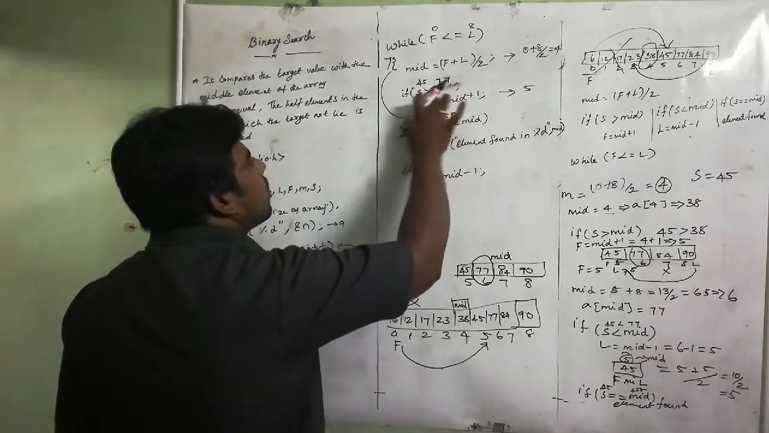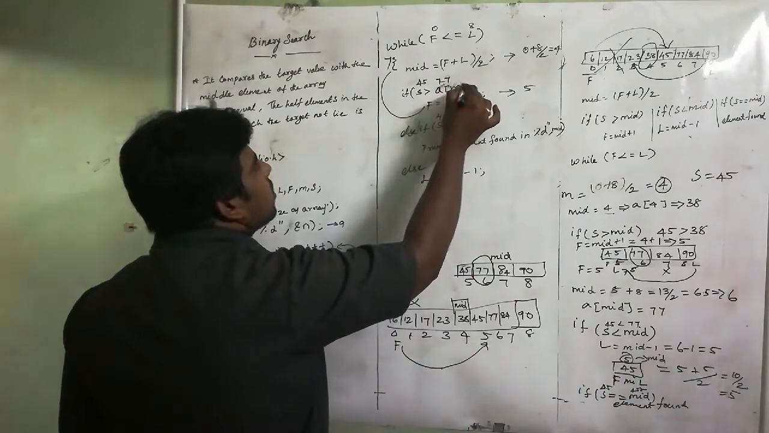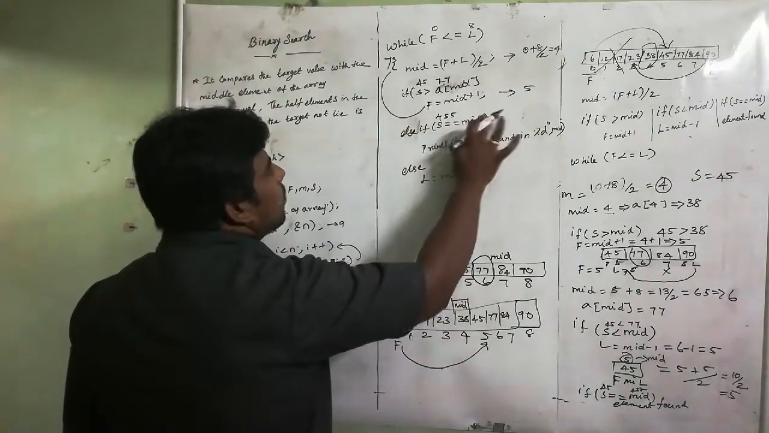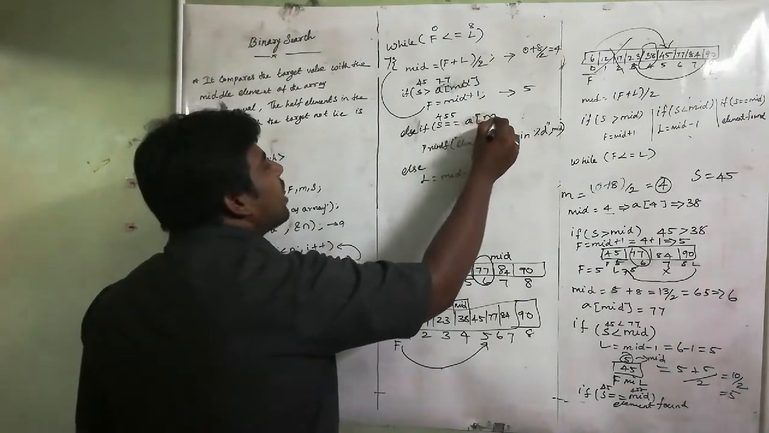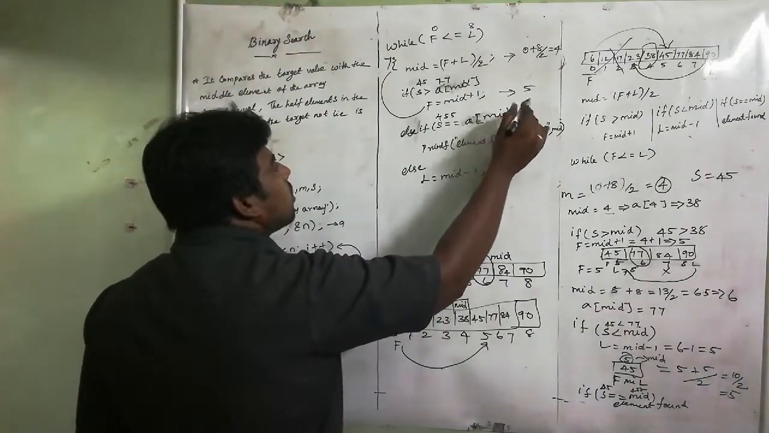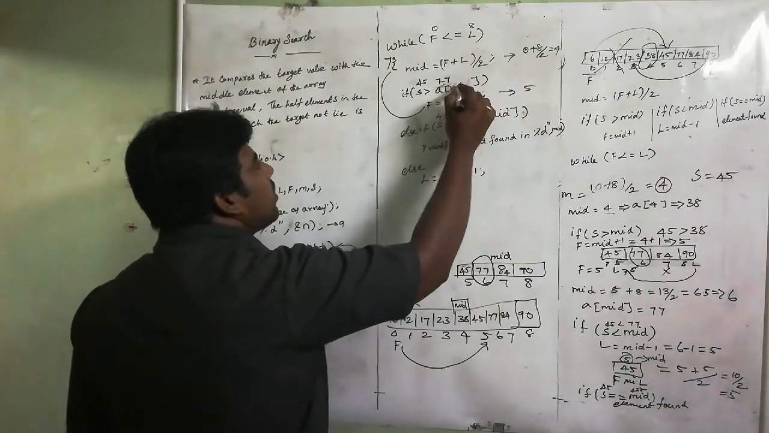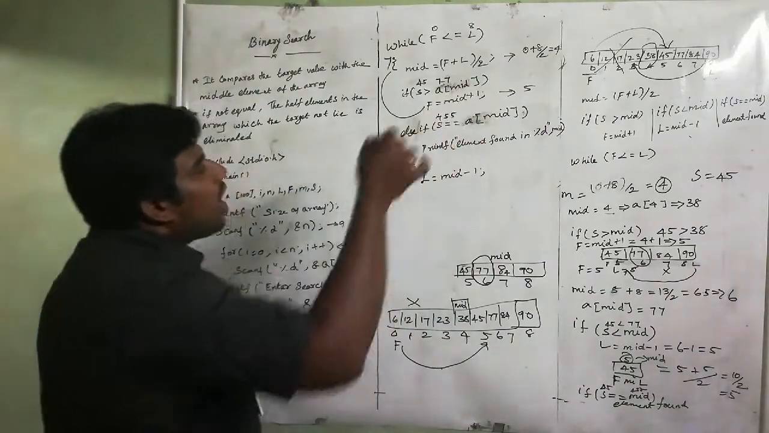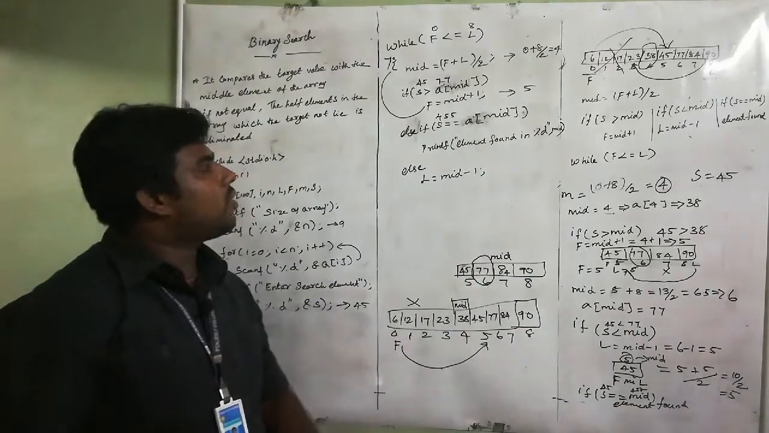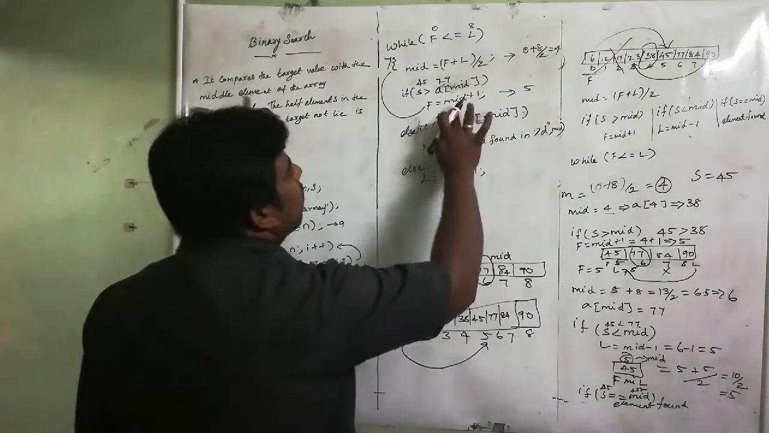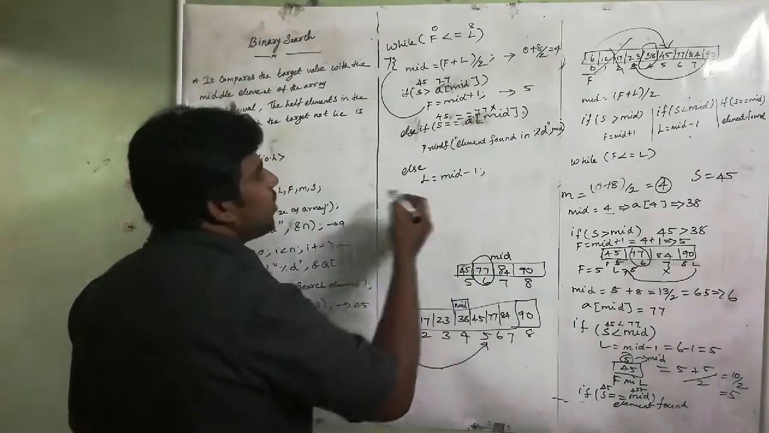sorry students, here one small modification, not mid, a of mid. Mid means it will take the index. Here we have to take a of mid, that is in the array mid element. Okay, if you give the mid means, what will happen? It will take only index. Now a of mid means only it's 77. In the a, which one is mid? A of mid means 77. Okay, so here 45 equal to 77, condition false, so it will come here.